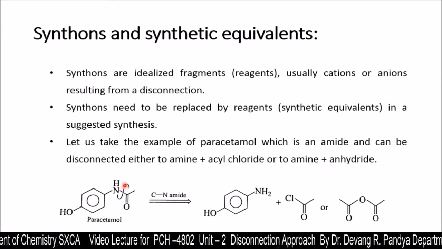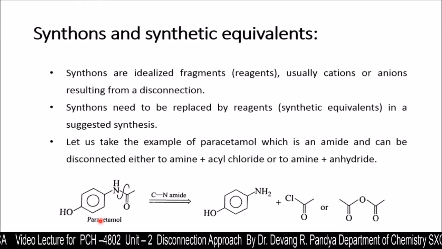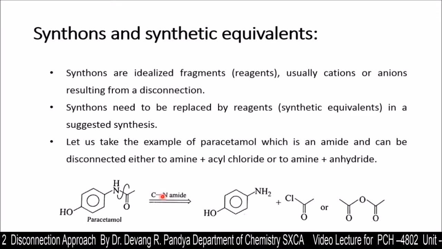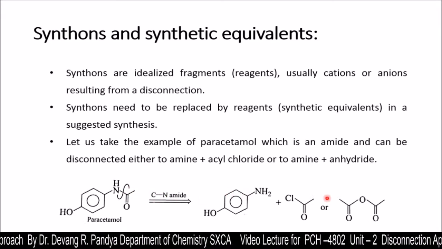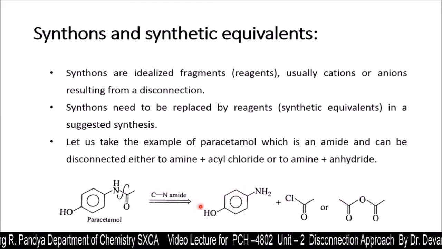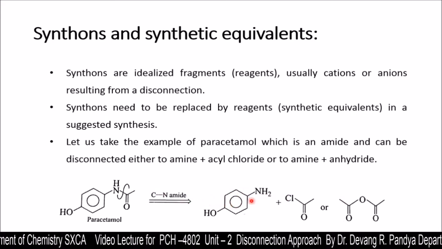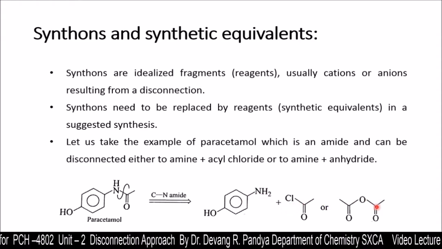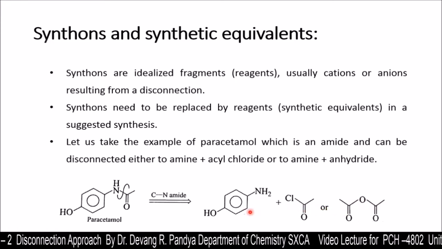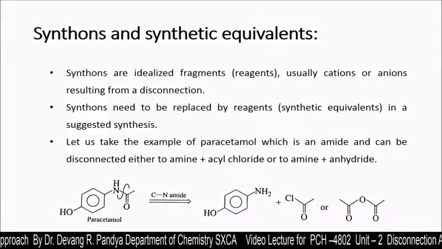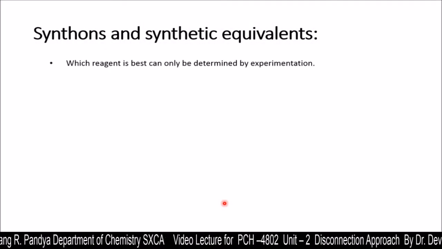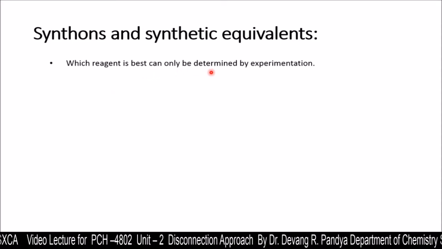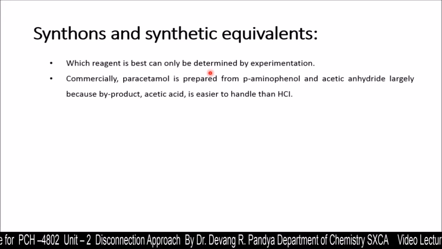So here one wiggly line is breaking this amide bond in paracetamol. That is the C-N disconnection, put on a wiggly line so that it can say that when you need to reconnect, C-N bond formation should take place. We get two fragments, either this acyl chloride or anhydride we can use with this amine. Which reagent is best can only be determined by experimentation, by using it.